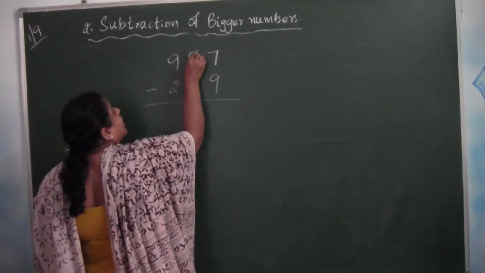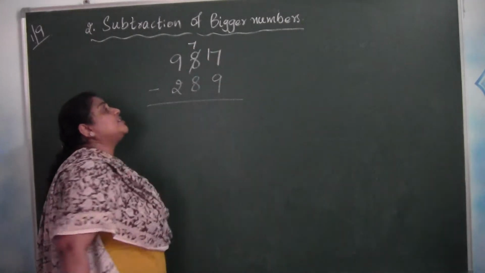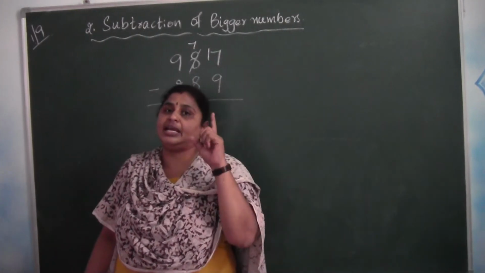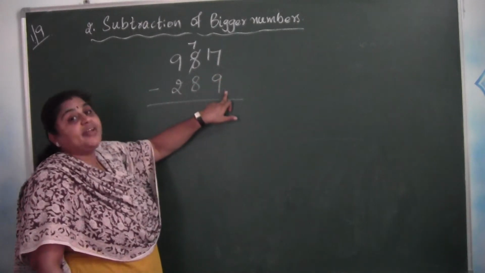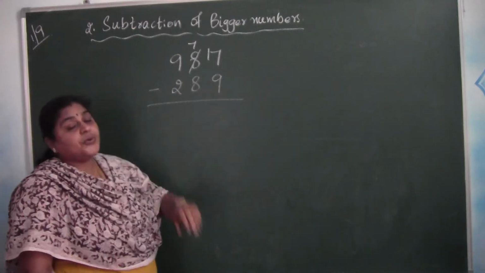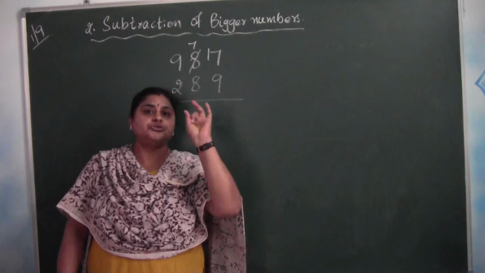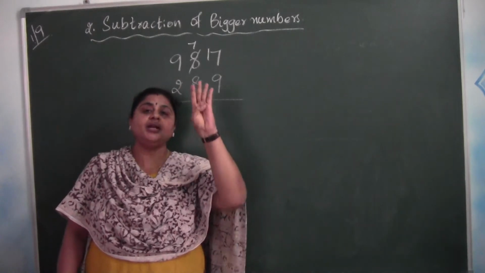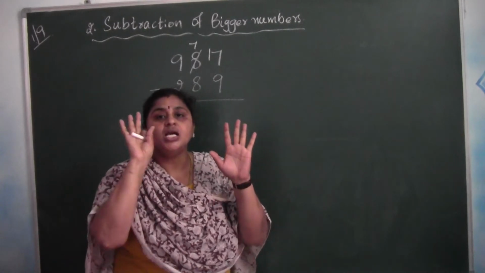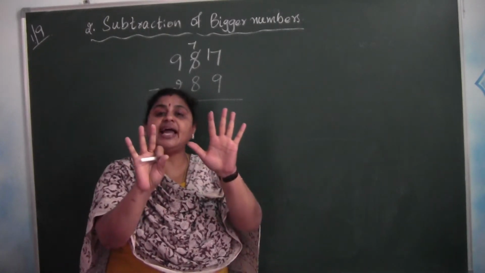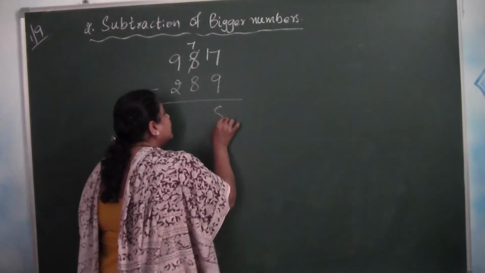Now 8 changes to 7 and this 7 changes to 17. Got it? Now from 17 you are taking away 9. Now start counting after 9. 10, 11, 12, 13, 14, 15, 16, 17. How many fingers did I open, children? 8 fingers. So my answer is 8.